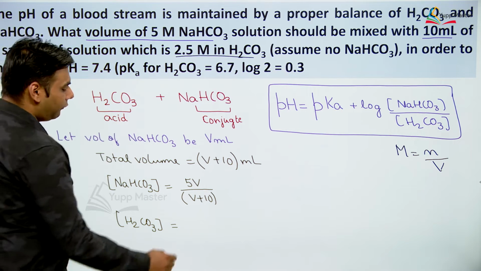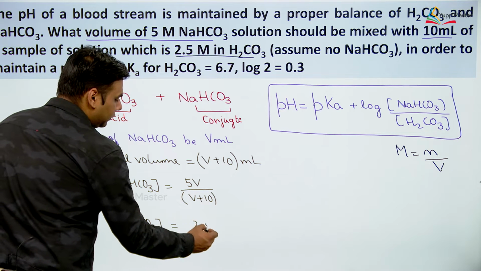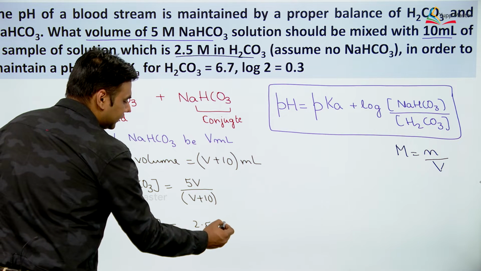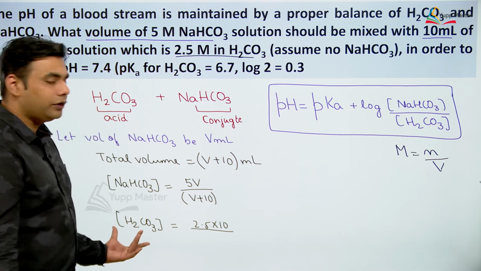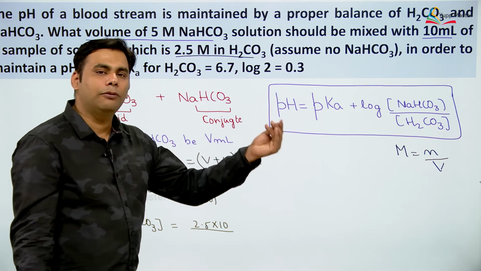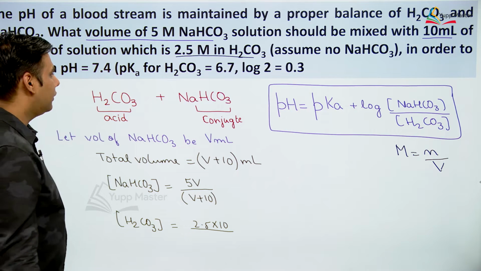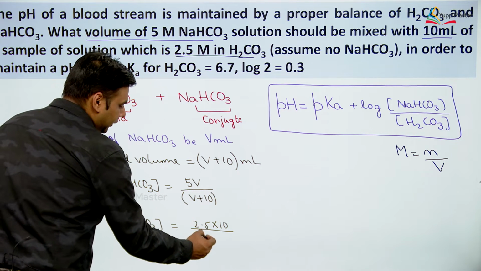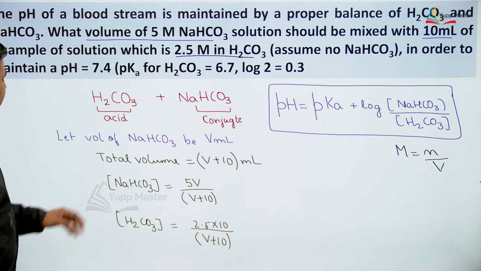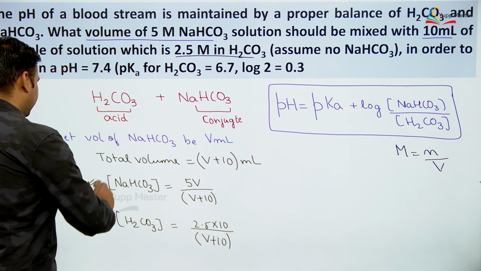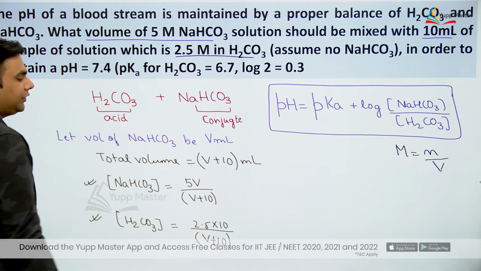So the total number of millimoles becomes 2.5 into 10, right? This is the total number of millimoles. Now we want to find out the concentration, so concentration would be number of millimoles upon total volume of the solution, which is V plus 10, right? So these are the concentrations of the species.